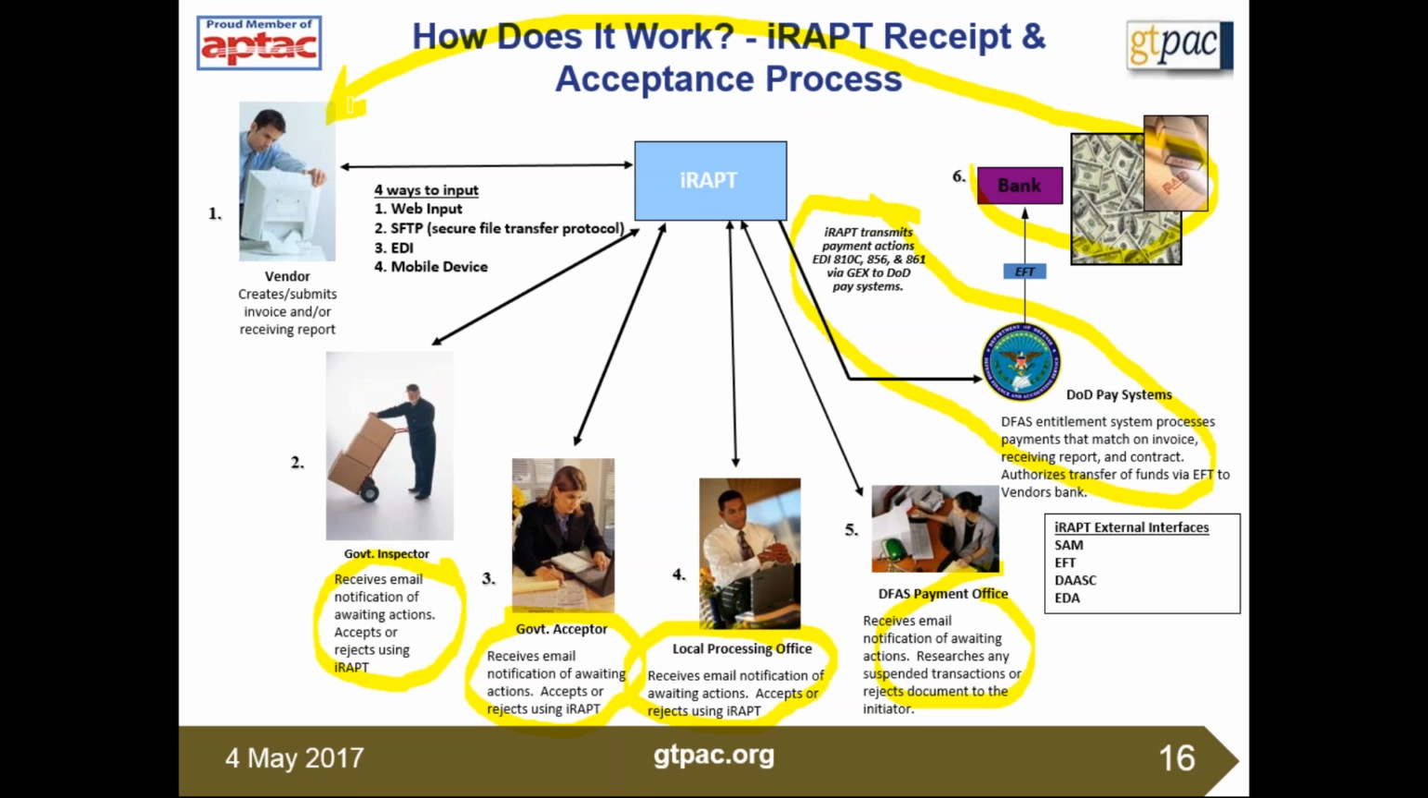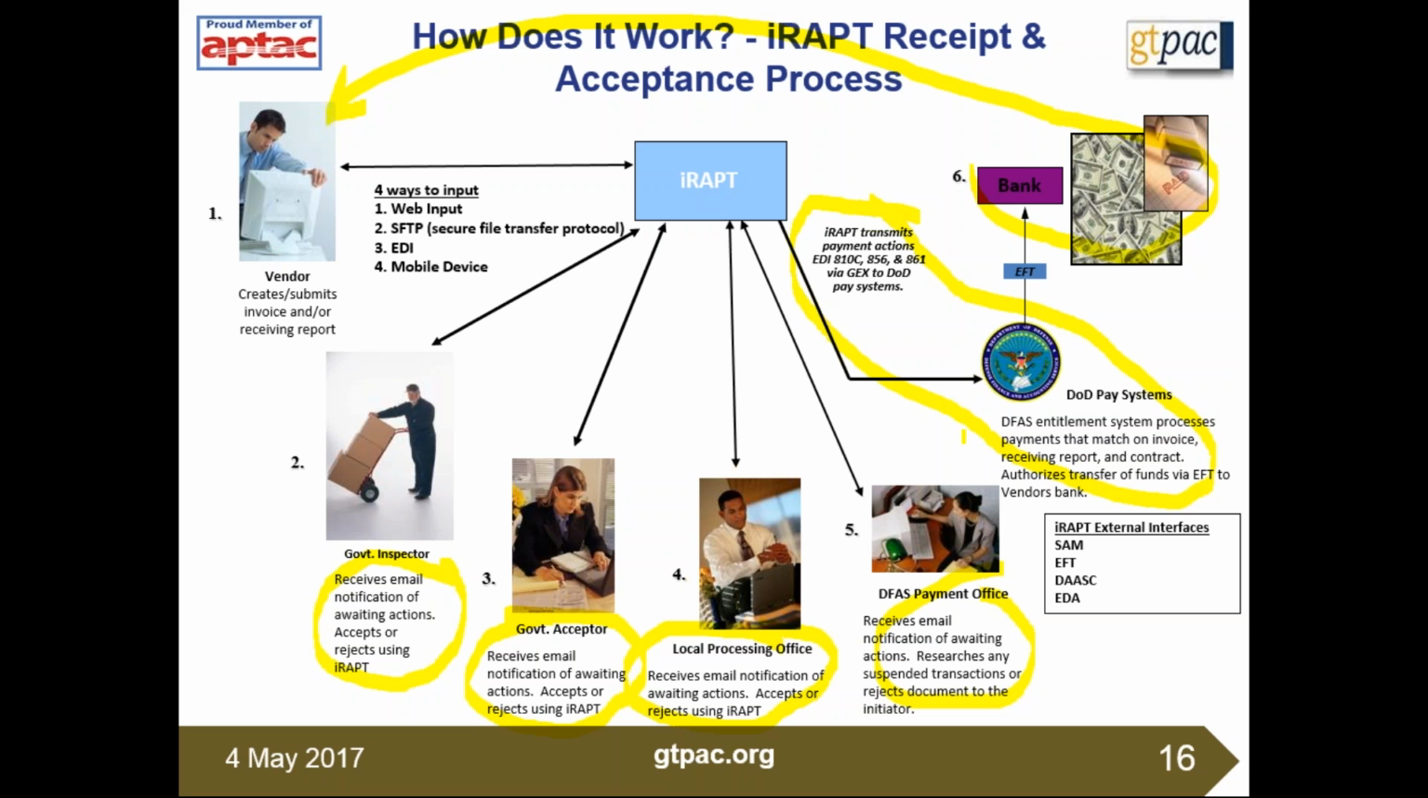No paper involved, and there's that God's eye view capability that I talked about a little earlier, where there's a view only thing. Even the vendor, even here, they can make sure that the government acceptor is doing their job and allowing things to get paid.